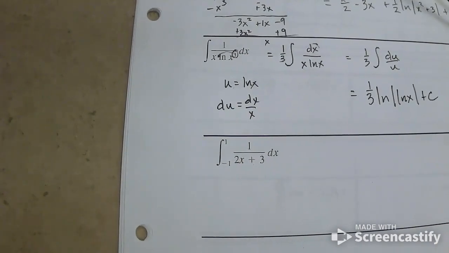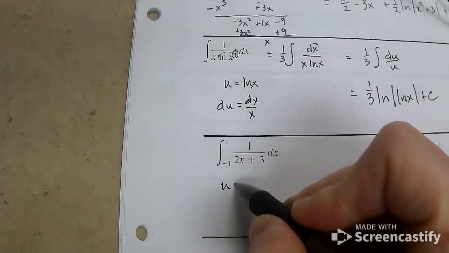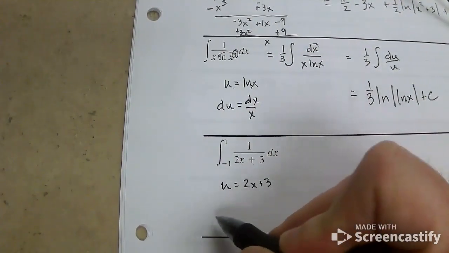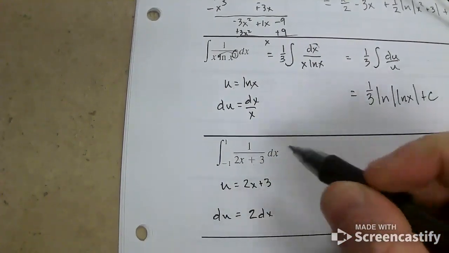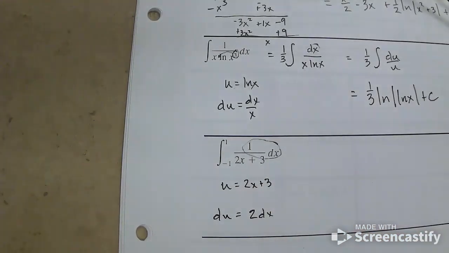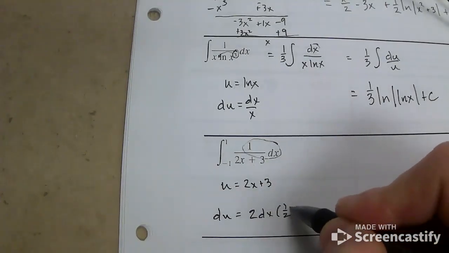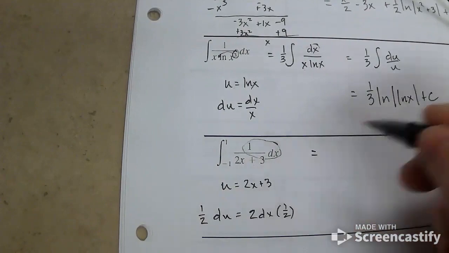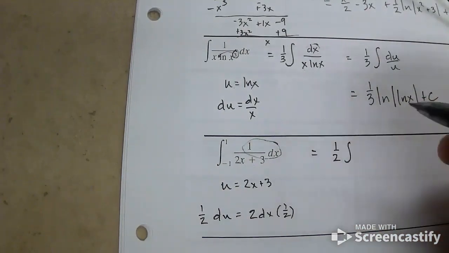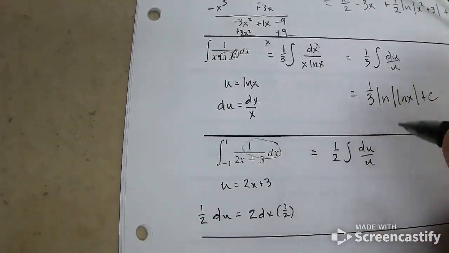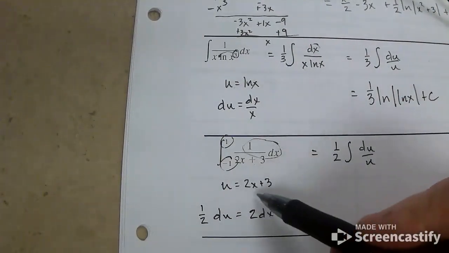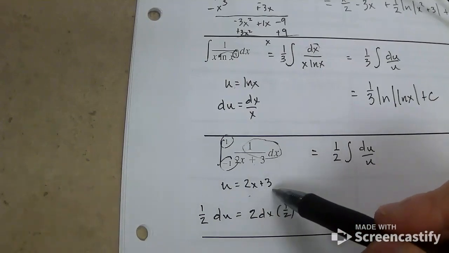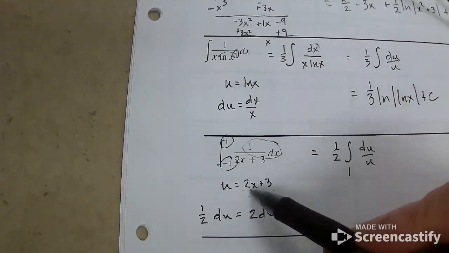Remember, we're going to have to reevaluate or redefine our boundaries. So in this instance, I'm going to let u equal 2x plus 3. du equals 2 dx, but I want to replace 1 dx. So I'm going to multiply both sides by 1/2. So when we rewrite this, I'm going to get 1/2 integral of du over u. However, these boundaries need to be rewritten. So when I plug in -1, I get -2 plus 3, which is 1. And when I plug in 1, I get 5.